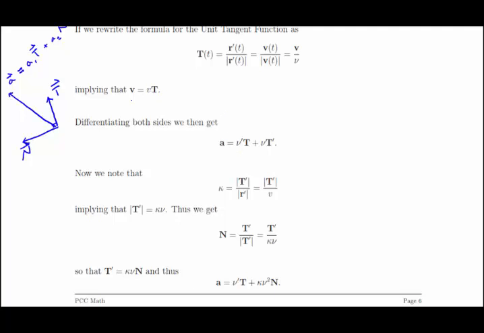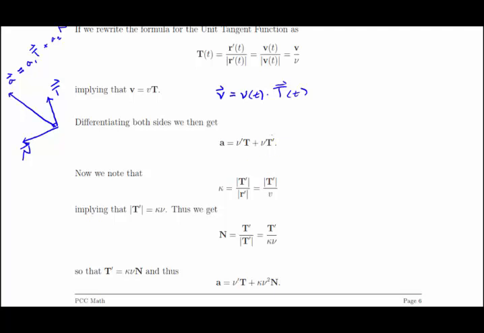And if we take the derivative of both sides here, let's work this out a little bit. So I'll add some steps in here: v equals little v, which is a function of time, times the unit tangent function, which is also a function of time. So when I take the derivative, my acceleration, we have to use the product rule on this. So we take the derivative of the first, little v prime times the unit tangent function, plus little v times the unit tangent function prime.